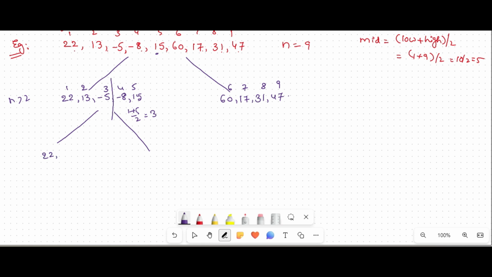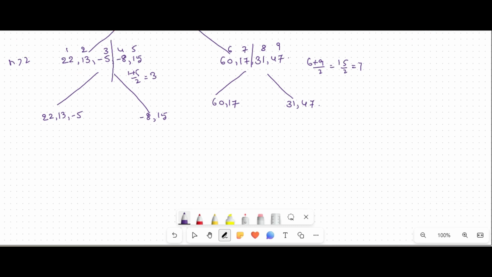So now 22, 13, minus 5 and here minus 8, 15. Of course, here 6 plus 9 by 2, 15 by 2, 7 here. So that means here it is 60, 17 and here it is 31 and 47. Okay. Now again here also n is greater than 2. That means again we have to divide.